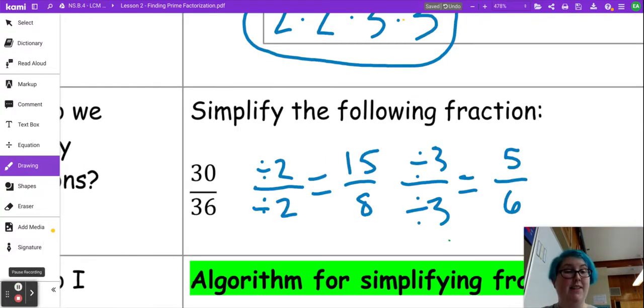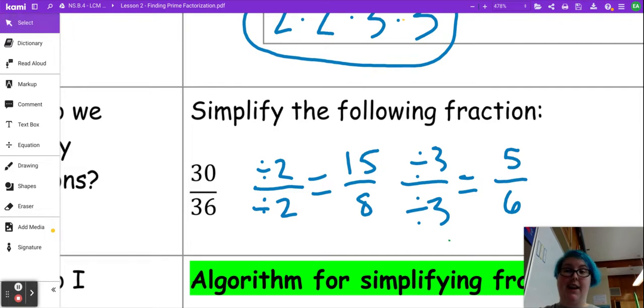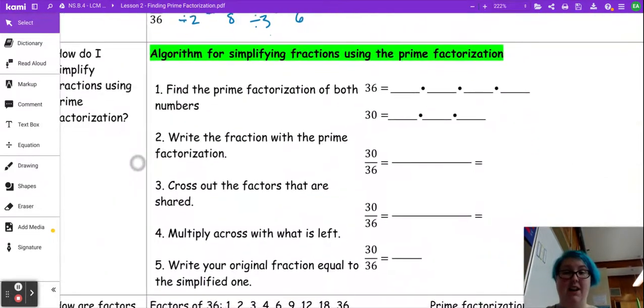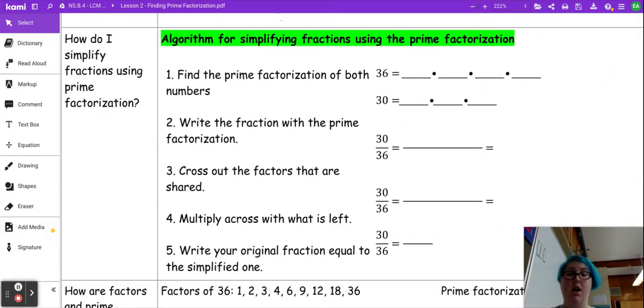All right, I bet you simplified the fraction using something like this. Now, this is perfectly acceptable. However, there is an easier way, folks. So instead of doing multiple steps, we can use prime factorization. So you'll notice that I want you to fill in 36 over 30. I want you to fill in those prime factors. So pause the video and fill in those factors right now.